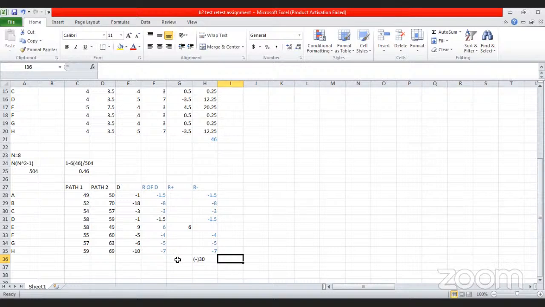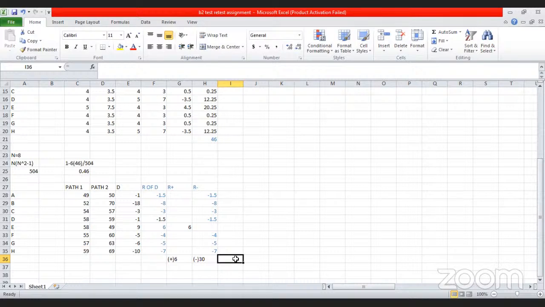Okay. And the sum for the positive rank is 6. Clear? Clear up to that? Yes.